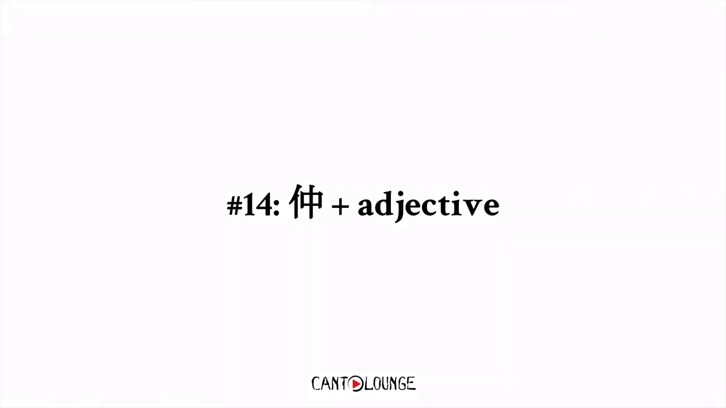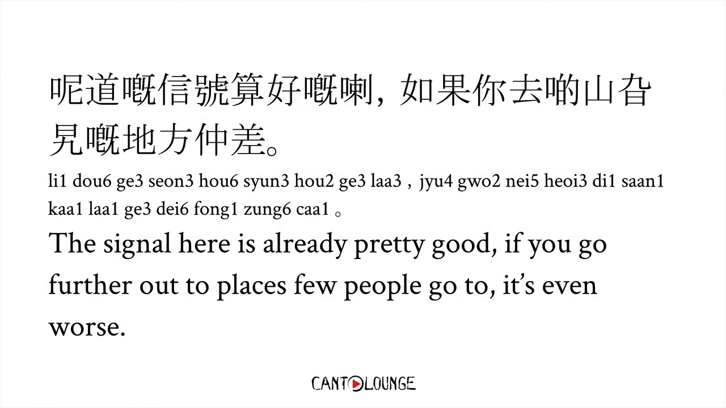仲 means even more. So, for example, we have here 仲差 at the end of the sentence, which means even worse, even more bad, even worse. So the entire sentence reads 呢度嘅信號算好㗎啦，如果你去啲山卡拉嘅地方仲差. So, vocab first, we have 信號, which means signal, in terms of cell reception. 算好 means to be counted as good. 山卡拉 is actually an interesting word.